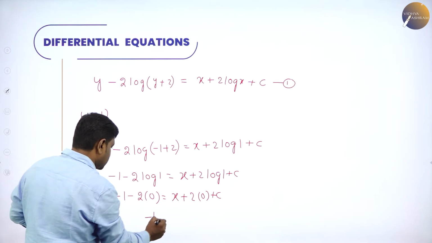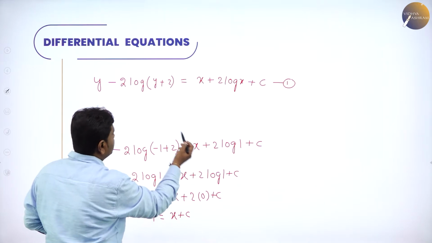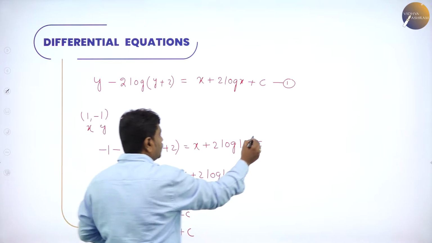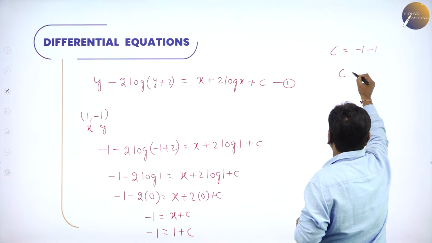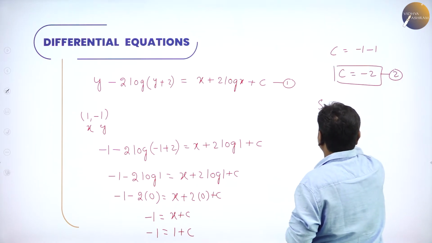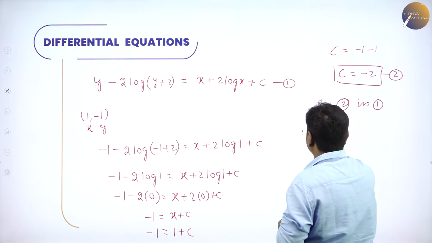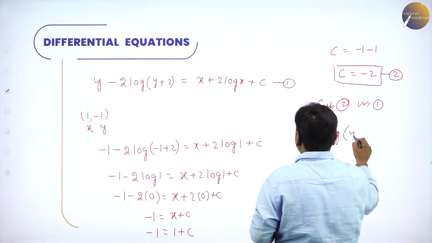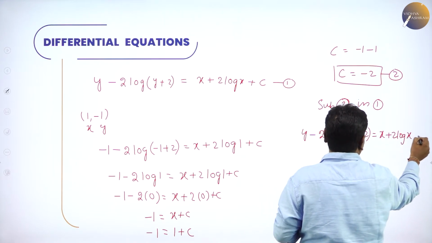So the LHS is minus 1, equals x plus c. Sorry, the x value you have to substitute. What is x? They gave 1. So minus 1 is equal to 1 plus c, so you will get c is equal to minus 2. Substitute the c value: substitute equation 2 in 1. So equation 1 becomes y minus 2 times log of (y plus 2) is equal to x plus 2 times log x minus 2.